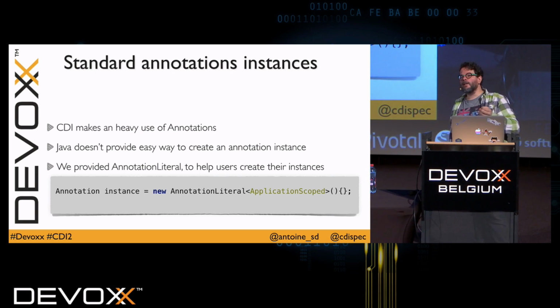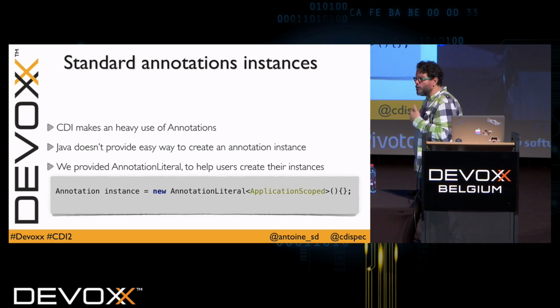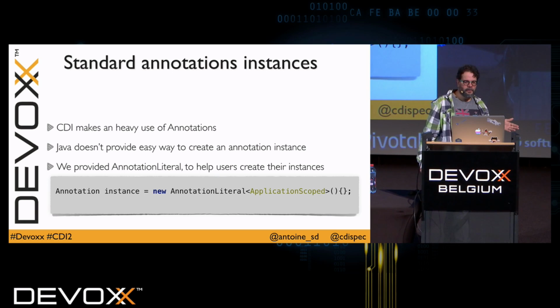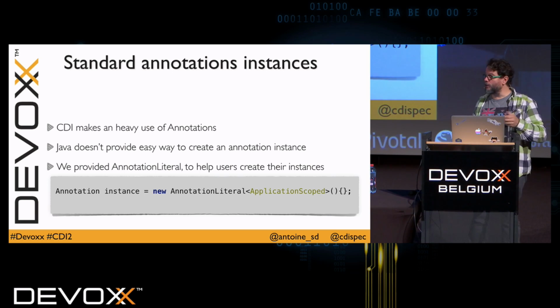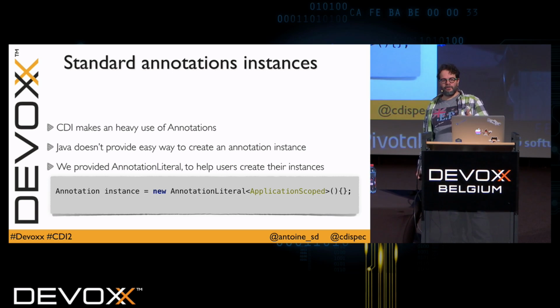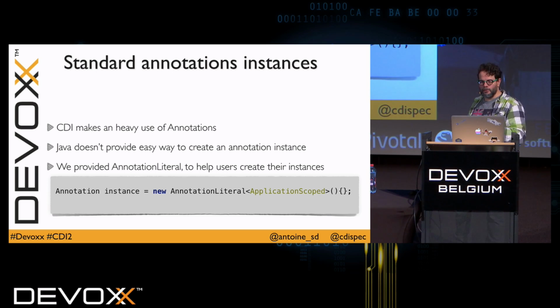You don't have an easy way in Java to have an annotation instance. So, from CDI 1, we provided the AnnotationLiteral to help you create instances. So, for instance, if you want to create an instance of the @ApplicationScoped annotation, you're doing something like that. So you use the AnnotationLiteral to get that. It's not very intuitive, but it stays rather simple to use.